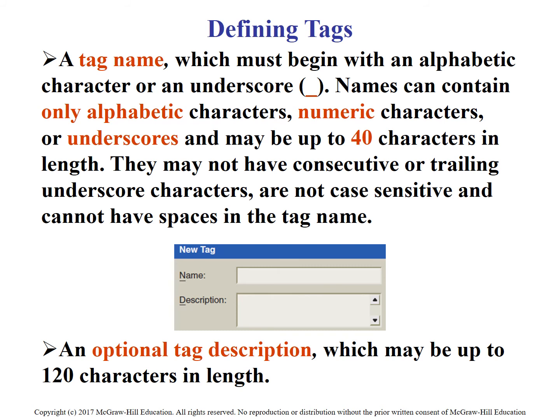So again, defining tags, we kind of did this a little bit. Names can contain alphabetic characters, numeric characters, and underscores. But they must begin with an alphabetical character or an underscore, and may only be up to 40 characters long. Which seems like a lot, but sometimes when you get into some really technical applications, they may have to be shortened a little bit to get all those characters in there, but it's a pretty good solution.